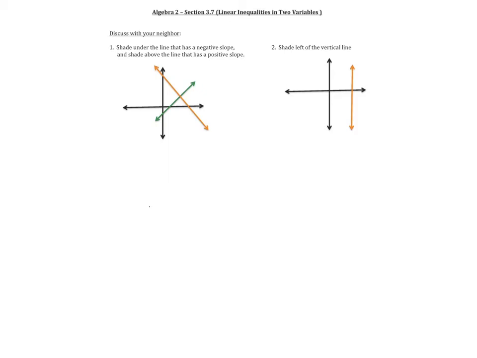So prior to doing this, Mr. Hawk has a sample problem here, and we're going to do a lot of shading, because when we talk about linear inequalities, we're talking about points that exist either greater than a line or less than a line. I know that sounds a little strange. The first one says, shade under the line that has the negative slope. That means you need to know what a negative slope looks like.